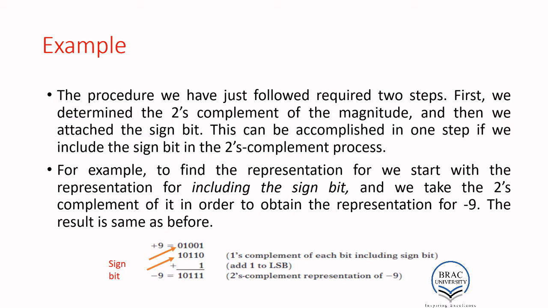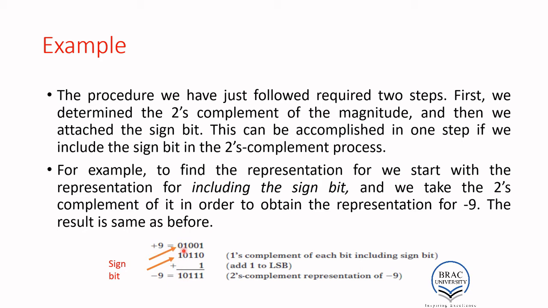The procedure we have just followed requires 2 steps. First we determine the 2's complement of the magnitude, then we attach the sign bit. This can be accomplished in one single step if we include the sign bit in the 2's complement process. So previously we wrote 1001 for 9, but if you include the sign bit 0 for positive, and take the 2's complement we get the 2's complement representation of minus 9 in a single step.